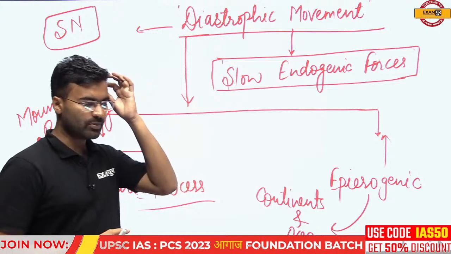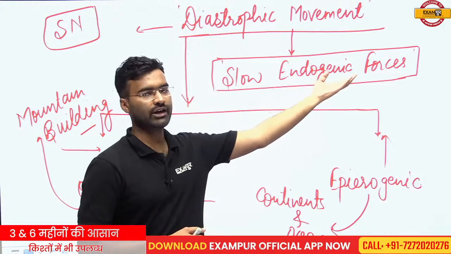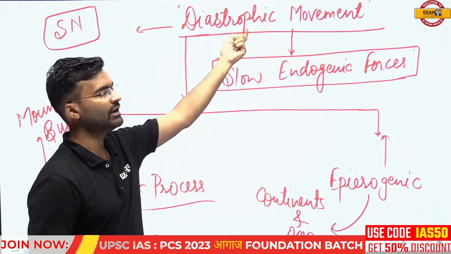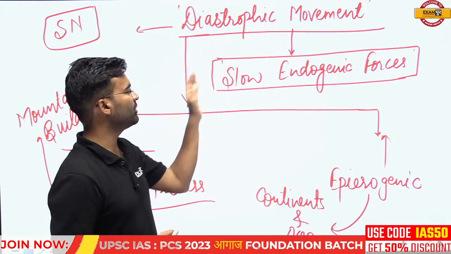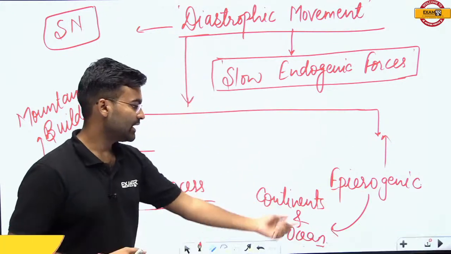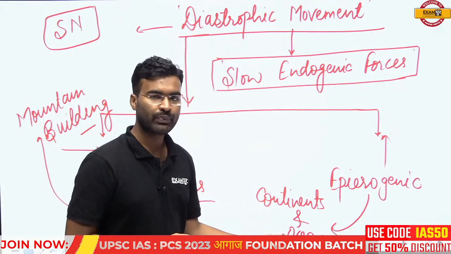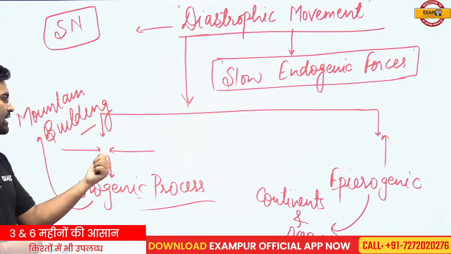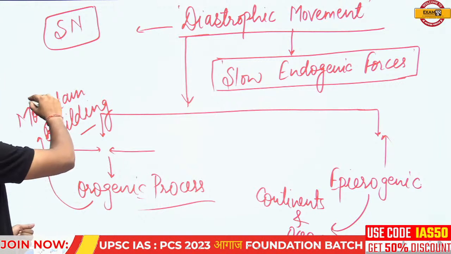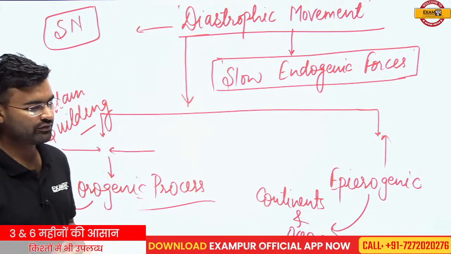Diastrophic movement is the movement caused by the slow endogenic process. Because of this slow endogenic process, this movement happens, and it could be in two directions. If the movement is vertical, it is called epeirogenic, and this process is responsible for the formation of continents and oceans. If the force or movement is in the horizontal direction, then it is responsible for the formation of mountains.